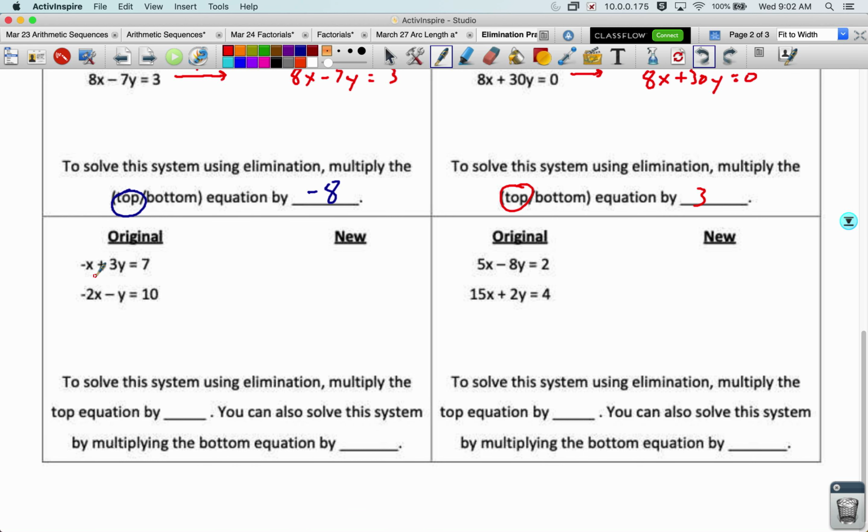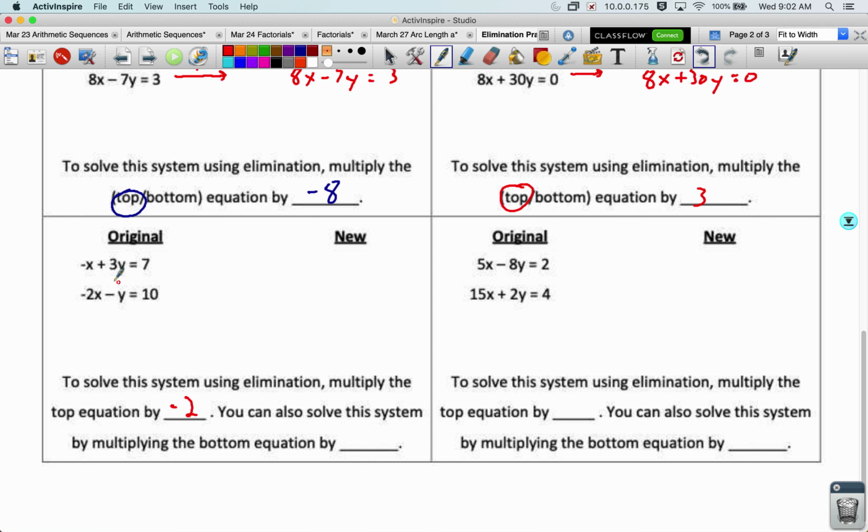Let's look at these bottom two together. So at the bottom, we've got a little bit longer sentence. So solve the system using elimination, multiply the top equation by blank. You can also solve this by multiplying the bottom equation by blank. So if I wanted to multiply the top equation, I could make the x's match by multiplying the top equation by -2. And that way I can get 2x and a -2x to be my zero pair.